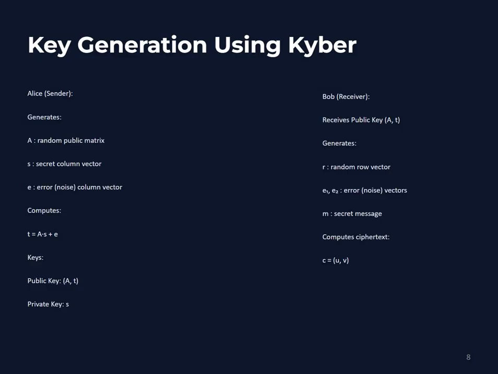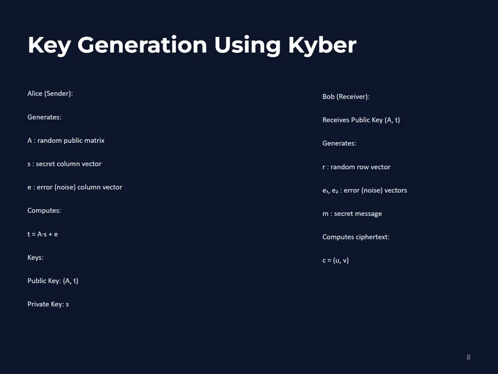In the key generation phase, Alice generates a random matrix A, a secret vector S, and a small error vector E. Then she computes T. The public key is T, while S remains private. Notice how the secret key is always hidden behind noise, or you can say error.